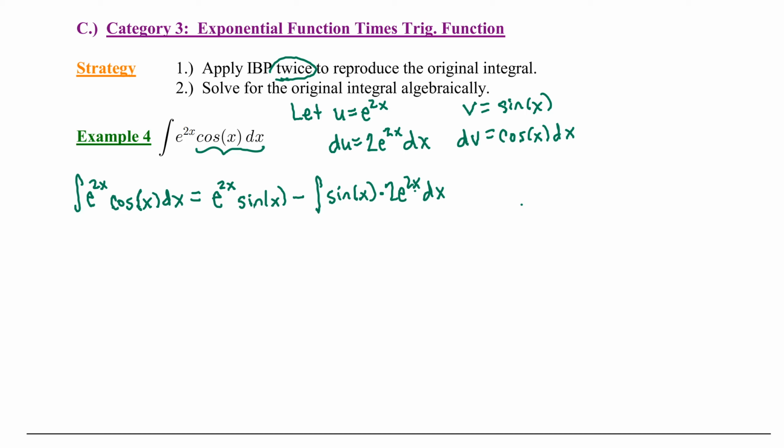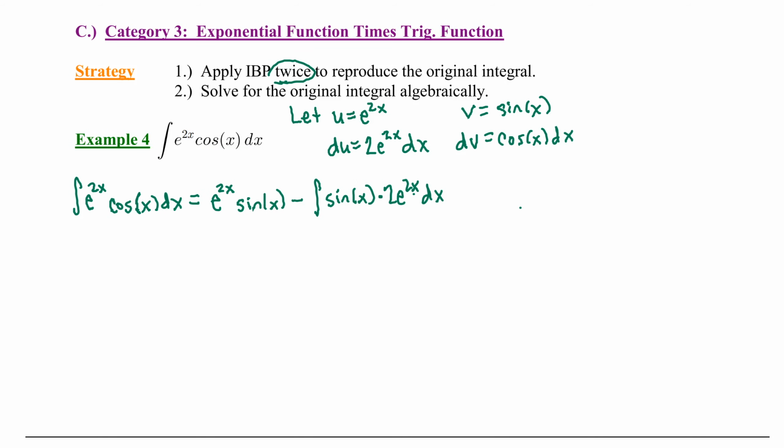One of the goals of integration by parts is to make this second integral easier to evaluate than the original integral. But in this case, we have the same category of integrand. That is, we have an exponential function times a trig function. So we are going to do another round of integration by parts for this integral. So looking just at this integral, let's take one step to move that 2 out of the way, just to clean it up a little bit.